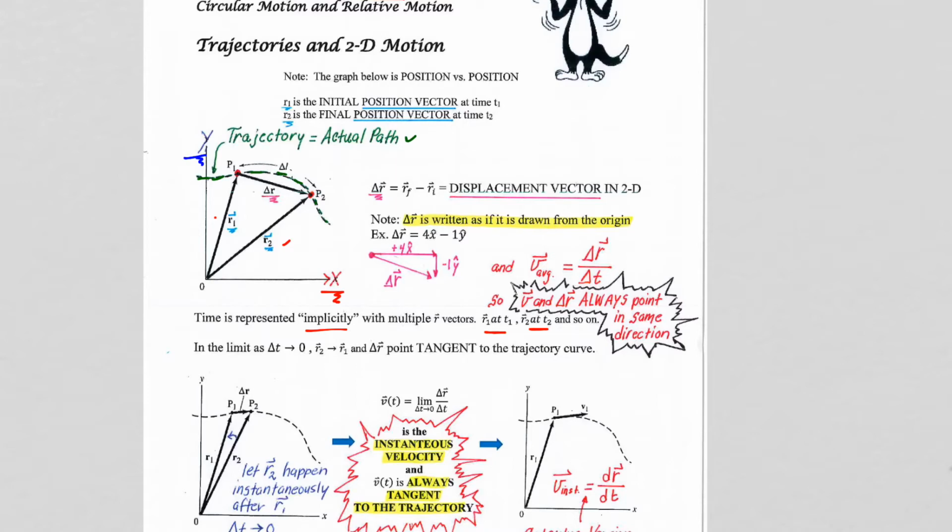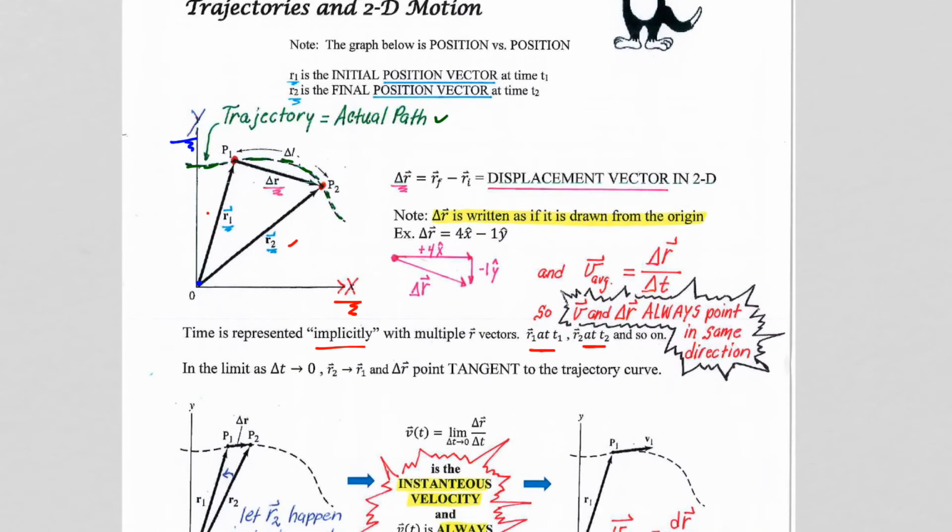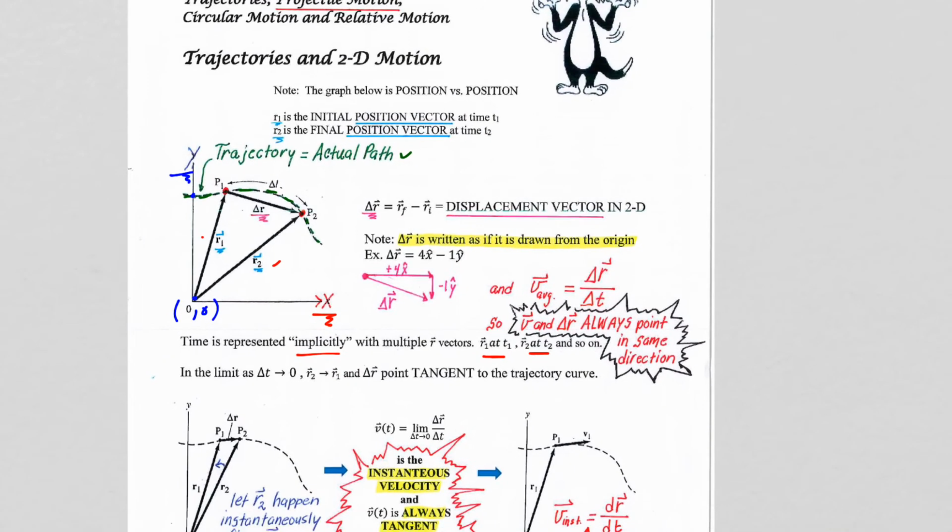Now, in terms of our language and definitions, our position vectors are always, by definition, drawn from the origin, so from the 0, 0. So notice the trajectory actually crosses the axis up here, but the position vectors are always drawn from 0, 0. Now, the displacement vector, delta r, r final minus r initial, follows the same mathematical structure of our displacement x final minus x initial, but now we're in two dimensions, is the vector going from the initial point P1 to the final point P2.